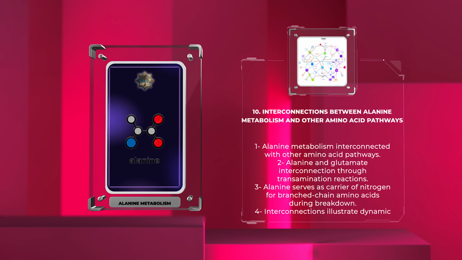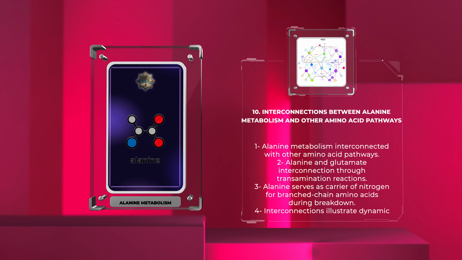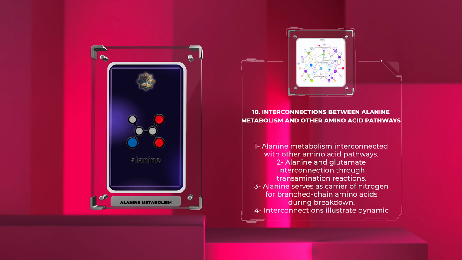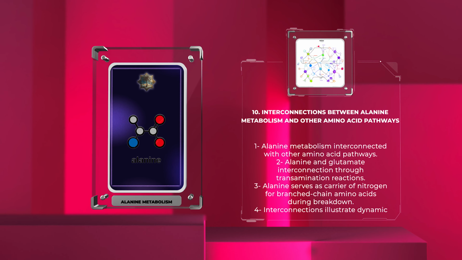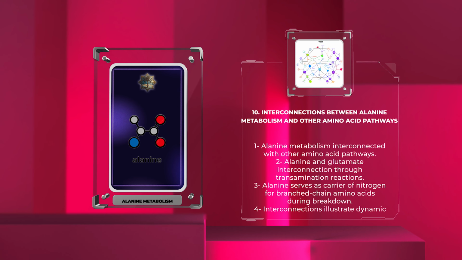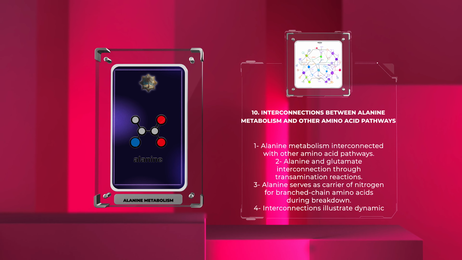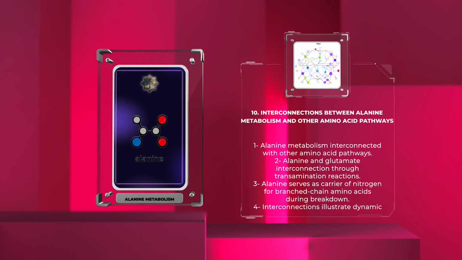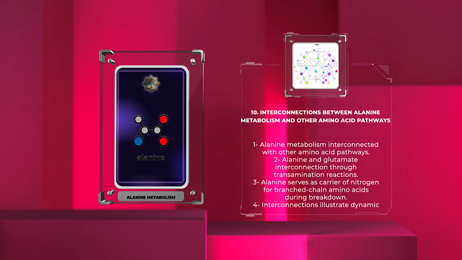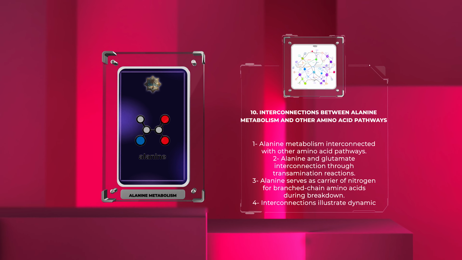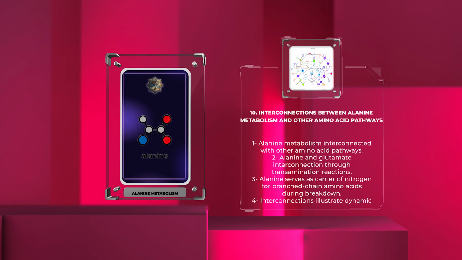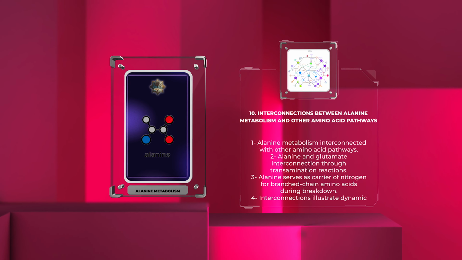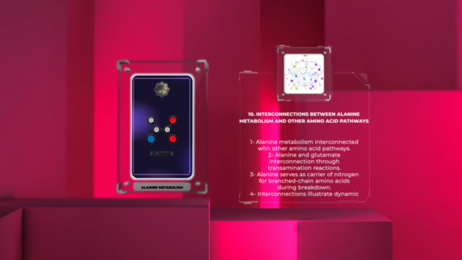Another vital interconnection is between alanine and the branched-chain amino acids, BCAAs, which include leucine, isoleucine, and valine. Alanine serves as a carrier of nitrogen for the BCAAs during their breakdown, aiding in the removal of excess nitrogen and maintaining nitrogen balance. These interconnections exemplify the intricate web of amino acid metabolism, showcasing the dynamic interactions between various pathways to regulate and support metabolic processes.